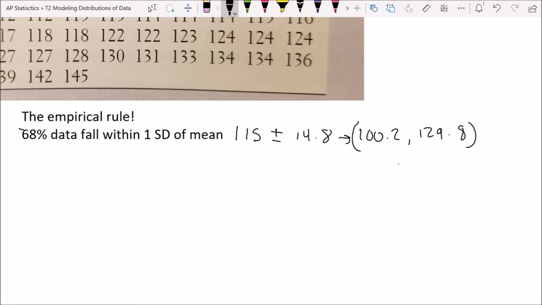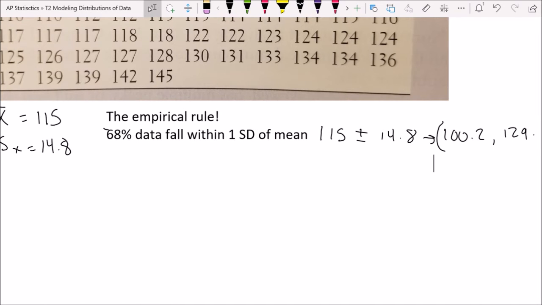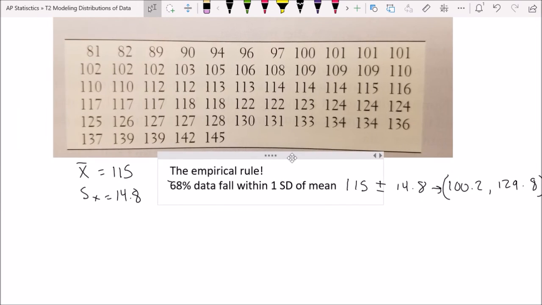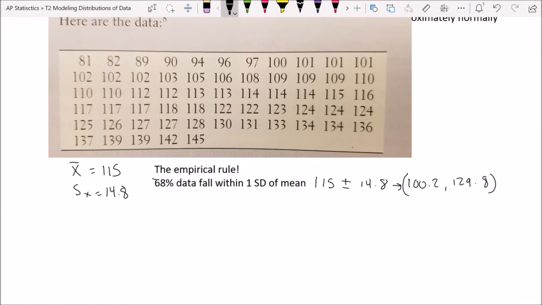And so what we are expecting is that about 68% of our data fall in that range. So now I'm going to go back and look at this data set, and we're going to find out if that's true for this data set. So where is that in here? So 100, where do we breach over 100.2? That's right here. Okay. And then I also have 129.8. So 120 right here. So then the question is, how many data values fall within and how many data values fall outside of that?